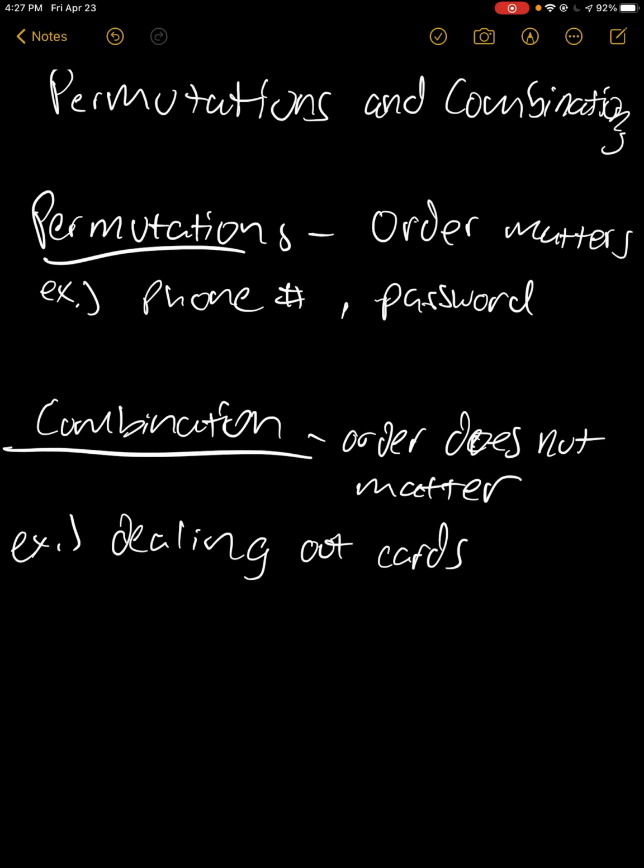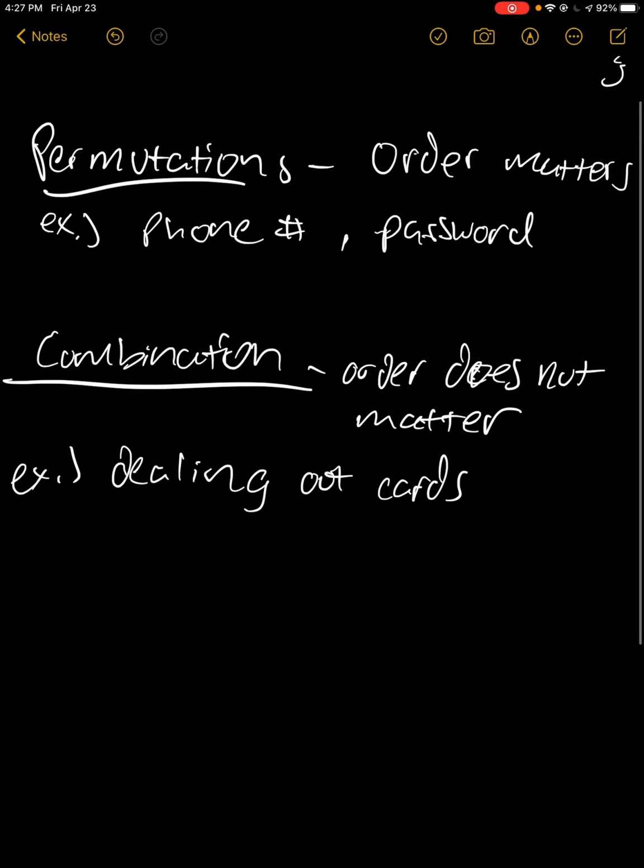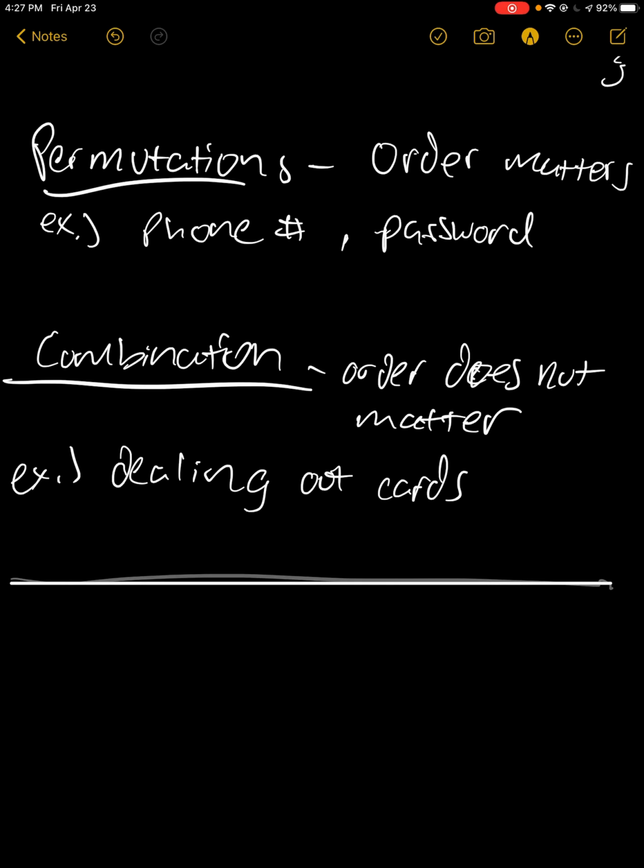Or like when you're in a running race, it doesn't matter what order the top 10 get in, as long as you're in that top 10. You're choosing those 10. There's no rank for that. So now let's look at an example of permutations and combinations.